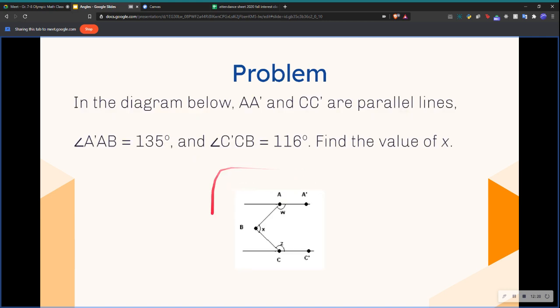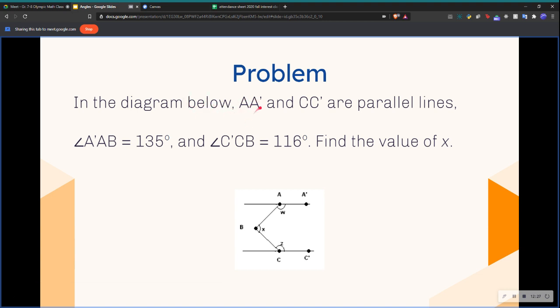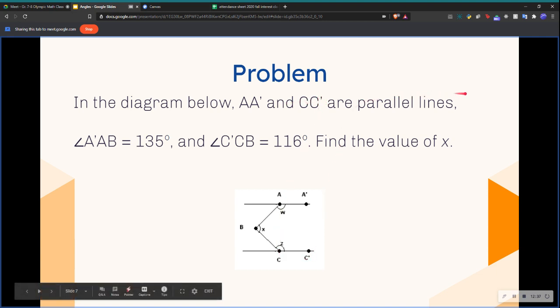Okay, it's a problem involving parallel lines. So in the diagram below, we have A prime. So it's not like A apostrophe order. We call this A prime, right here. A prime and C prime are parallel lines. So assume they're parallel lines.